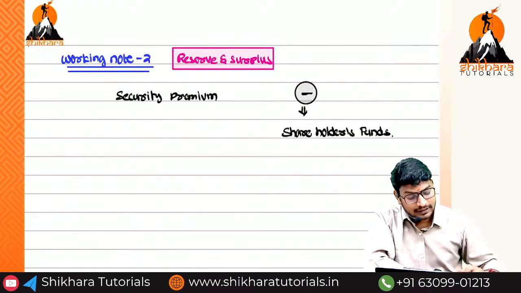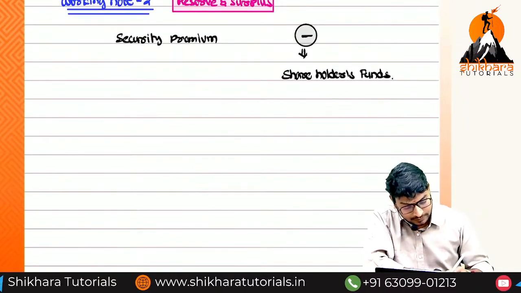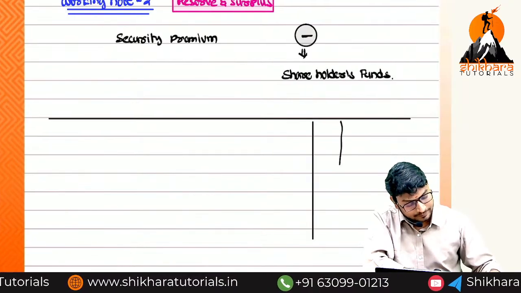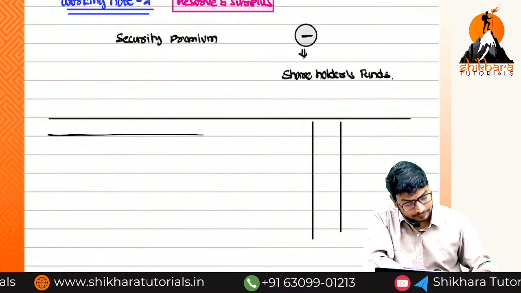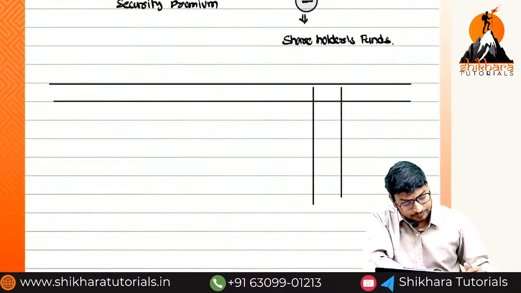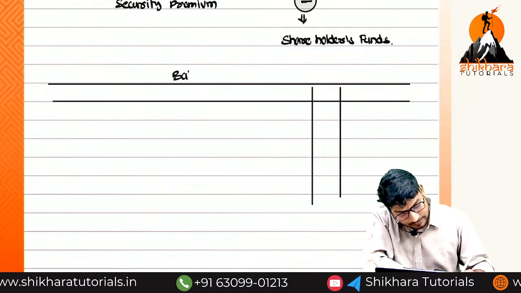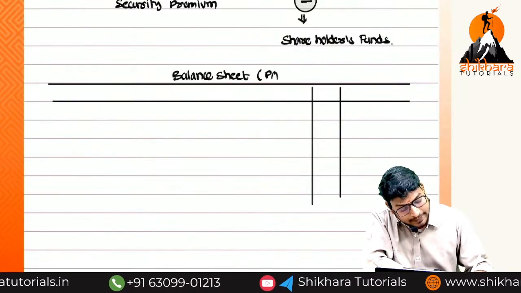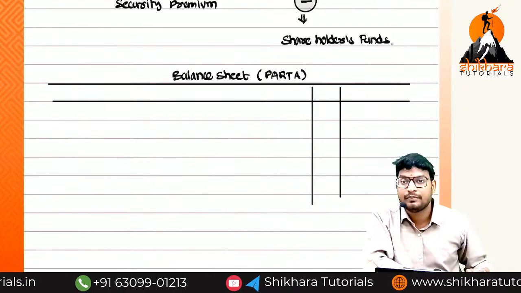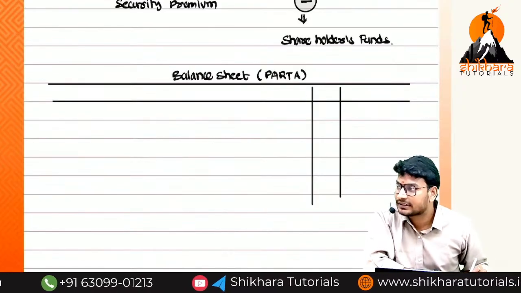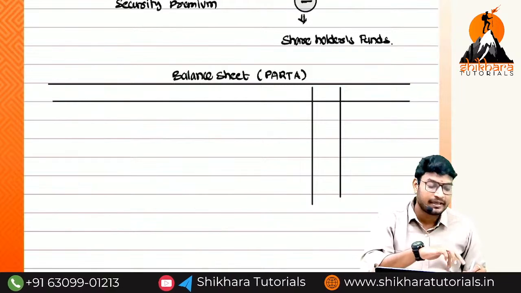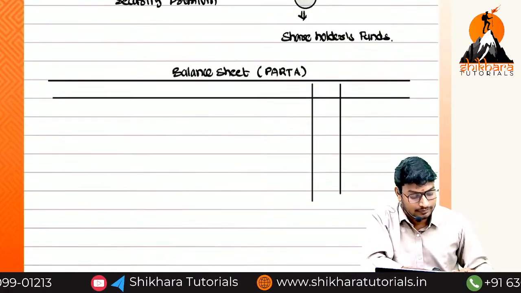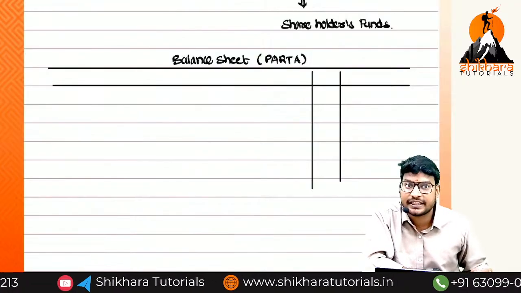Okay guys? Now we can see how the representation will be. Imagine this is the balance sheet main format. The balance sheet will be available in Part A. Under Schedule 3, how many parts are there? Two parts. Part A is the balance sheet, Part B is the income statement, nothing but the profit and loss account. So now we are going to see only one, shareholders funds.